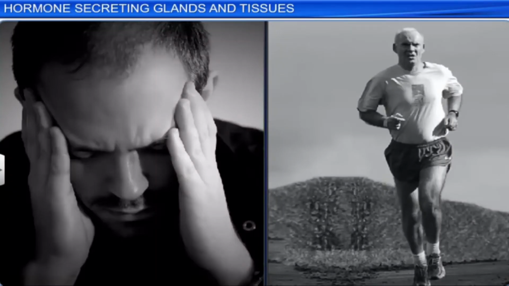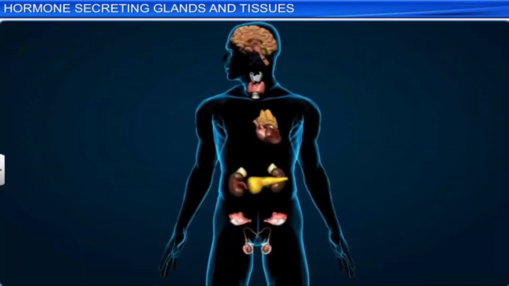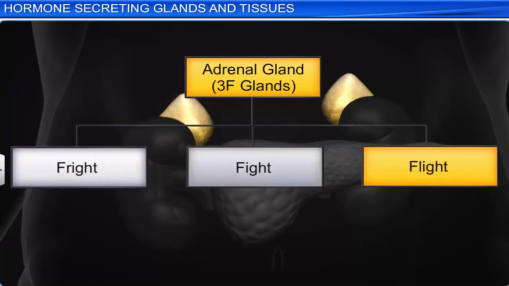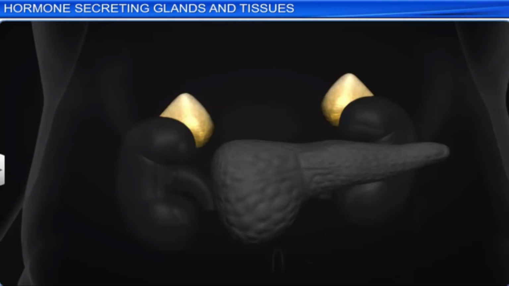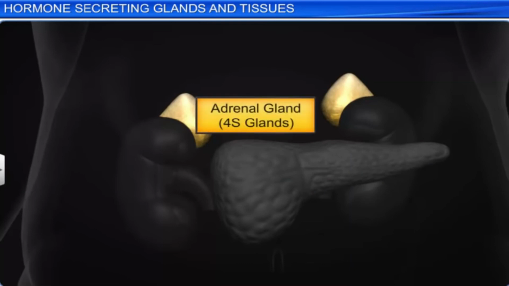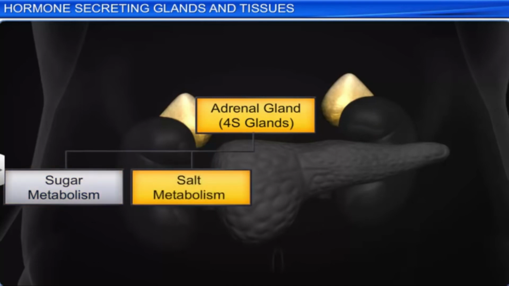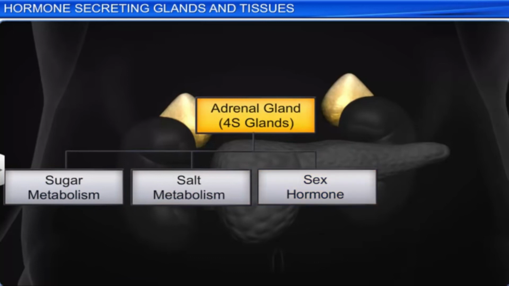In short, catecholamines are rapidly secreted in response to stress and emergency situations and are thus also called emergency hormones or hormones of fight or flight. In fact, the adrenal glands are also known as 3F glands, where the 3 F's stand for fright, fight, and flight. These glands are also called 4S glands, where the 4 S's stand for sugar metabolism, salt metabolism, sex hormones, and source of energy.